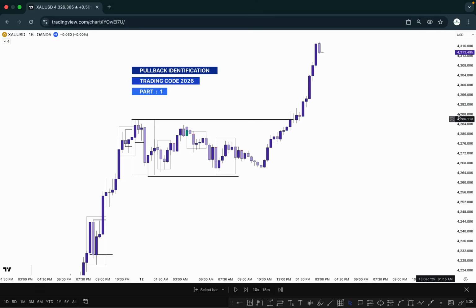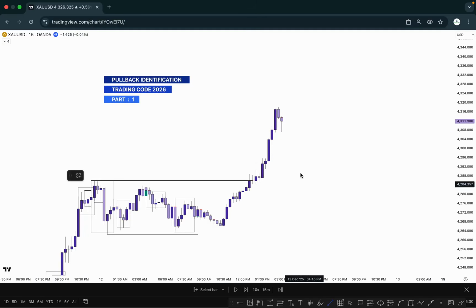Again, the market creates a higher high here. When the market creates a higher high at this point, it again breaks this low. It confirms that the market created a valid pullback here. So wait for it. Again the market breaks the previous high here. Okay, so this one is considered a valid pullback right here. This one is our valid pullback. And let's see what happens next after this one.